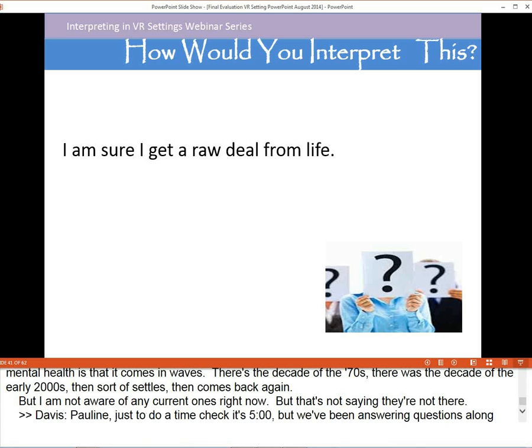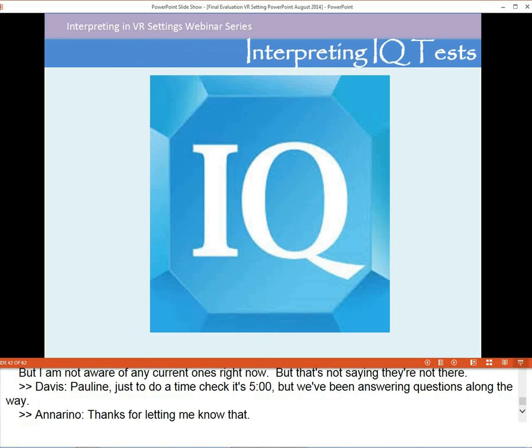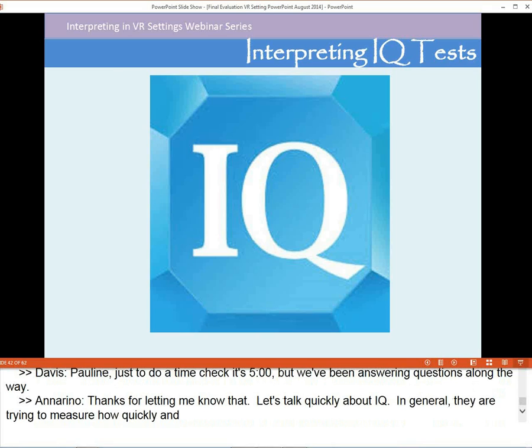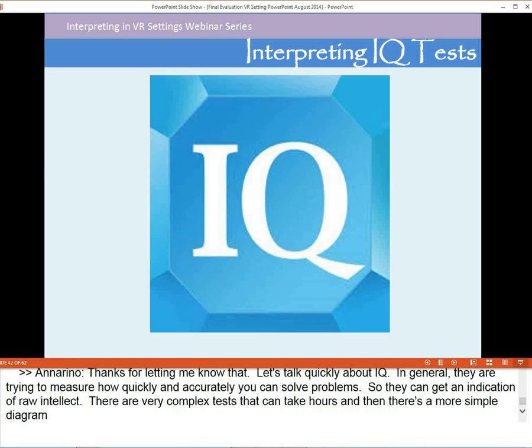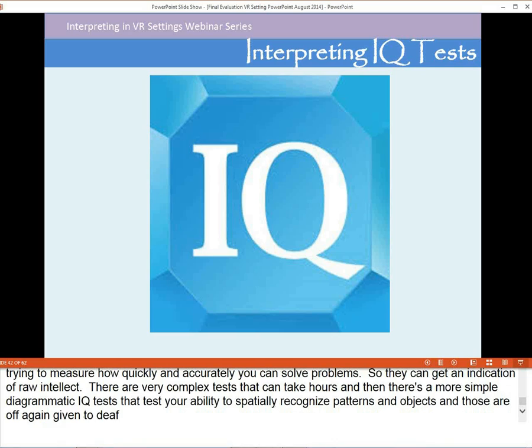Okay, let's talk quickly about IQ. And in general, they're trying to measure how quickly and accurately you can solve problems, so they can get an indication of raw intellect. There are very complex tests that can take hours, and then there's the more simple diagrammatic IQ tests that test your ability to spatially recognize patterns and rotate objects, and those are often given to deaf people. They feel that in lieu of English, we can go with the visual. Let's look at a couple. They're not all that easy, I don't think. Next slide, please.